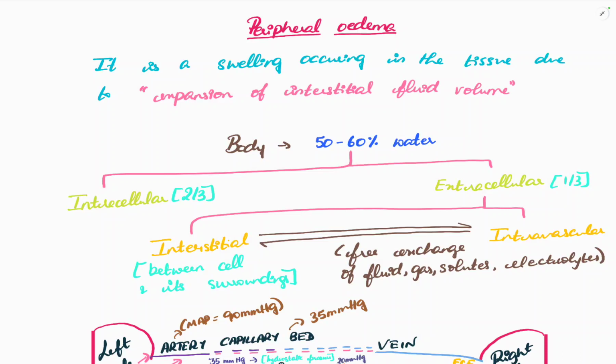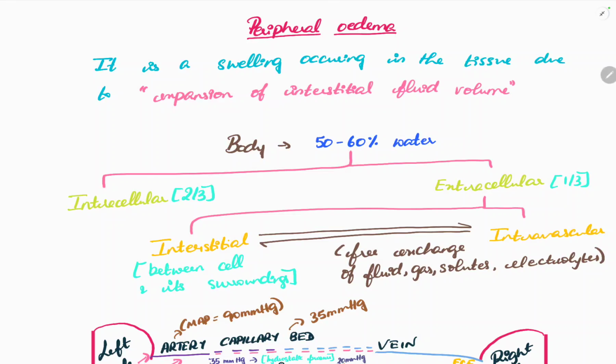In today's video, we'll be seeing about peripheral edema and dyspnea. First, we'll be seeing about peripheral edema. So what is peripheral edema? It is a swelling which occurs in the tissue due to the expansion of interstitial fluid volume.